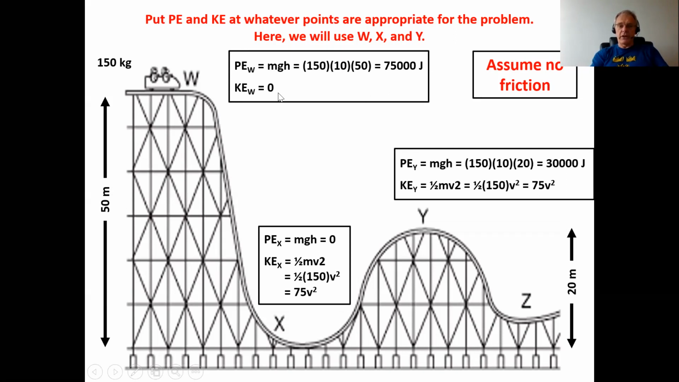You can write down the potential energy at W. You write down the formula, mgh, and put the numbers in: the mass of the roller coaster is 150, g is 10, or 9.8, and the height is 50. Put that all together and you get 75,000 joules for the potential energy at that height. The kinetic energy, since it starts from rest, is 0. At X, the potential energy is 0 because it's at the ground. We're taking the zero of potential energy to be at the ground. The kinetic energy is 1/2 mv squared, so it's 1/2 times 150 times v squared.